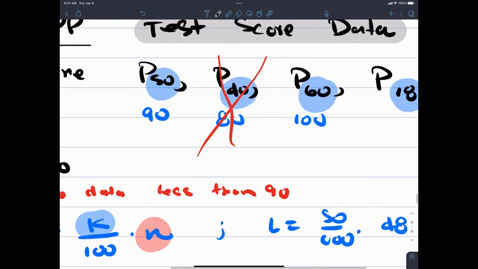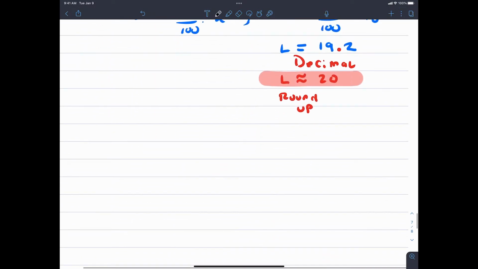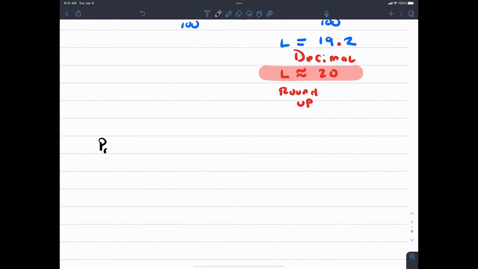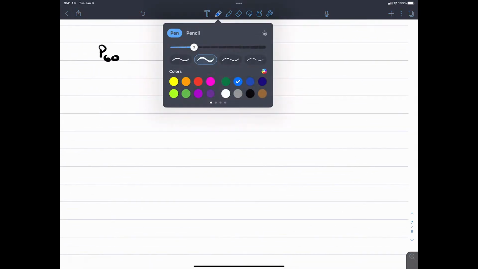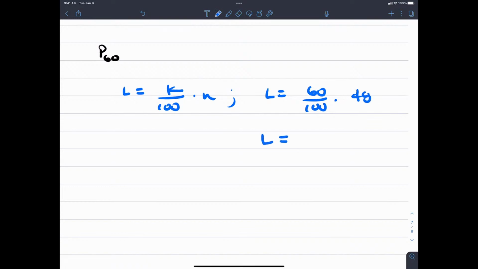Let's see if you guys were right with P60. Let's try the procedure now with what? P60. Here we go. Our locator is going to be K over 100 times N. Okay. So 60 over 100 times what number? Times 48. Okay, I apologize. Okay. Let's see what that is going to be.